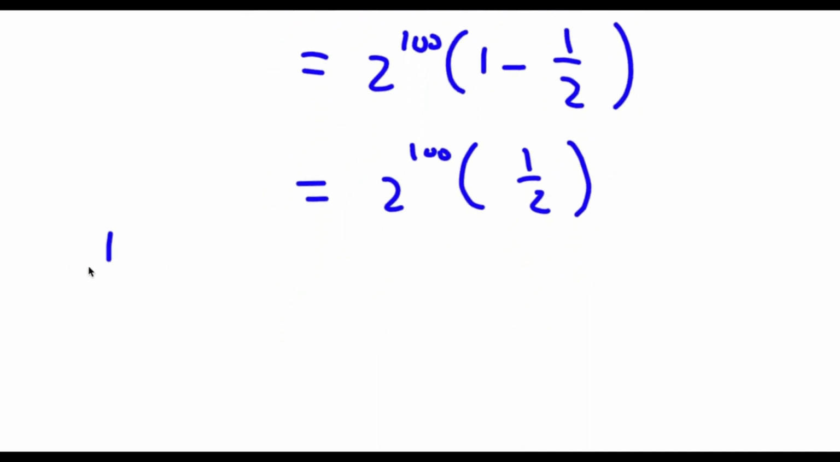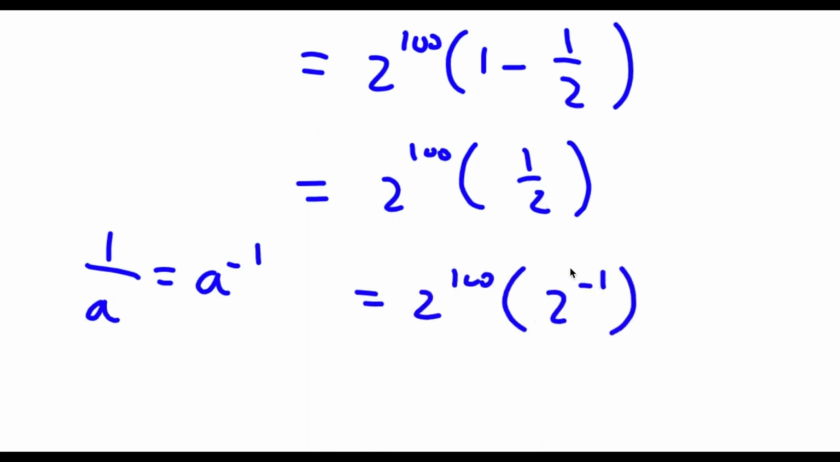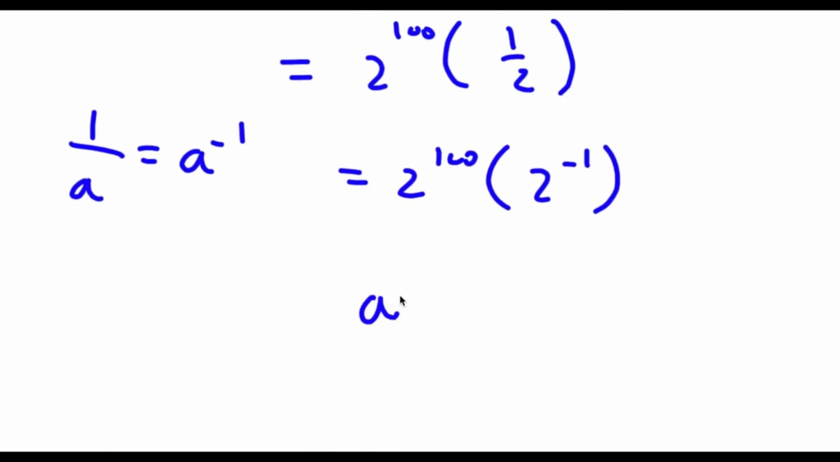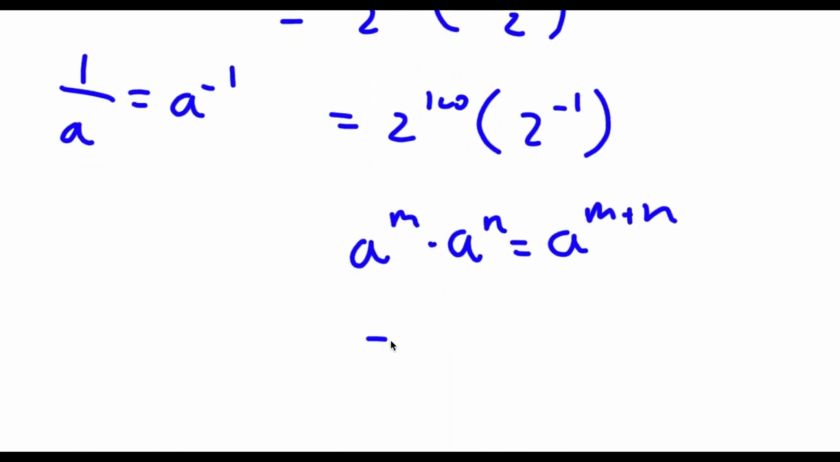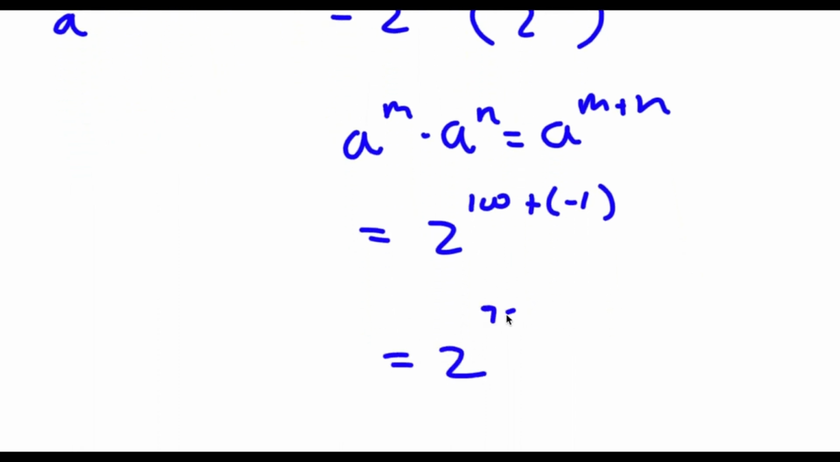Now, if I have something in the form 1 over a, this is the same thing as a to the power of negative 1. So 1 over 2, that's the same thing as 2 to the power of negative 1. Now, if I have something in the form a to the power of m times a to the power of n, this is equal to a to the power of m plus n. So 2 to the power of 100 times 2 to the power of negative 1 is going to equal 2 to the power of 100 plus negative 1, which is equal to 2 to the power of 99. So that's another, more complicated method of solving this problem.